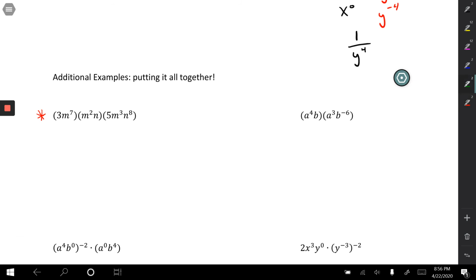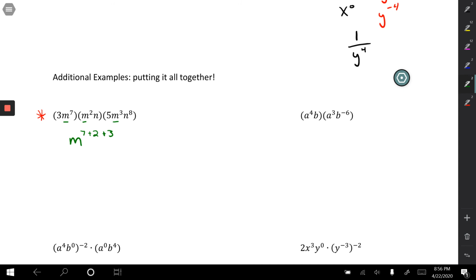So let's take a look at these m's. There we go. That's the same base. So I will have m to the 7, and then we're going to add this 2 in the middle, and then we're going to add this 3 on the end. And those are all the exponents that we will add to combine.